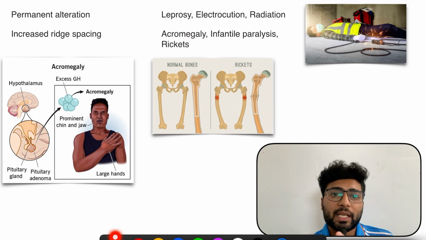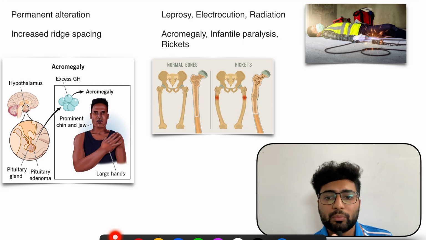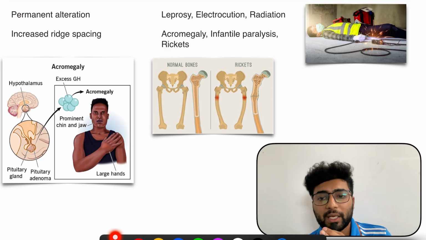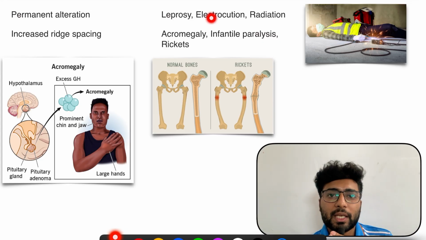Second one, in rickets and infantile paralysis. What is rickets? Rickets is just softening and bending of the bone, so the bone becomes soft. In this condition also we have increased ridge spaces. So permanent alteration in leprosy, electrocution and radiation, while increased ridge spaces in acromegaly, infantile paralysis and rickets.